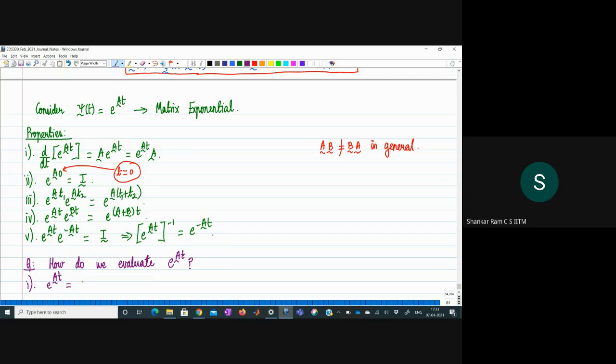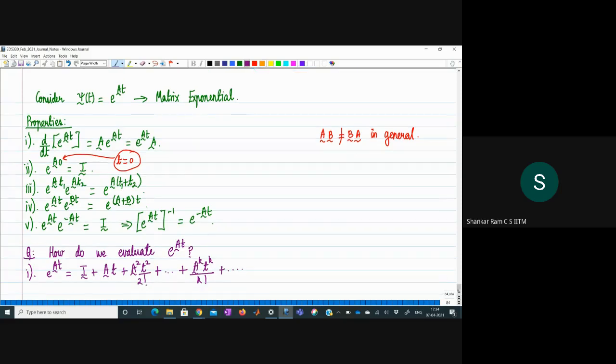So e^(At) can be written as I plus A times t plus A squared t squared by 2 factorial, plus all the way to A^k t^k divided by k factorial, plus so on. That's how we evaluate the matrix exponential. It's very analogous to what we have for the scalar valued exponential function. So we use a similar series expansion for a matrix exponential.